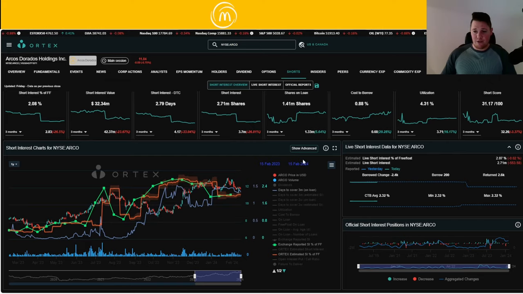This company isn't heavily shorted, nor is McDonald's. So again, I'm just bringing this up more as a benchmark. So right now, shorts are returning about 553 shares. So crazy stuff. 2.07% of the free float is being shorted, and 2.71 million shares overall are being shorted. Definitely, this is a refresher.